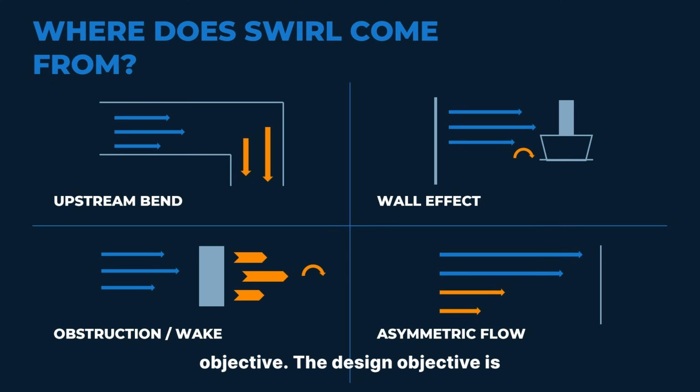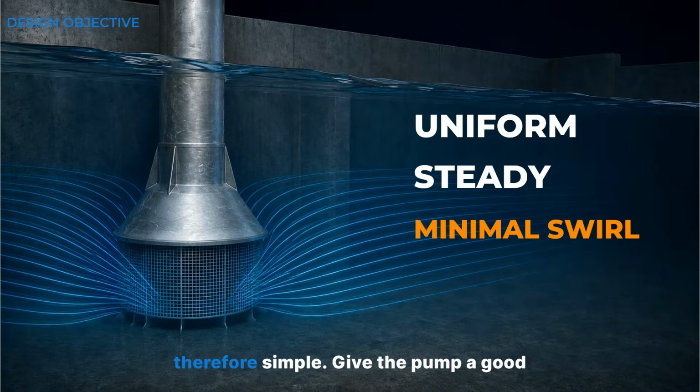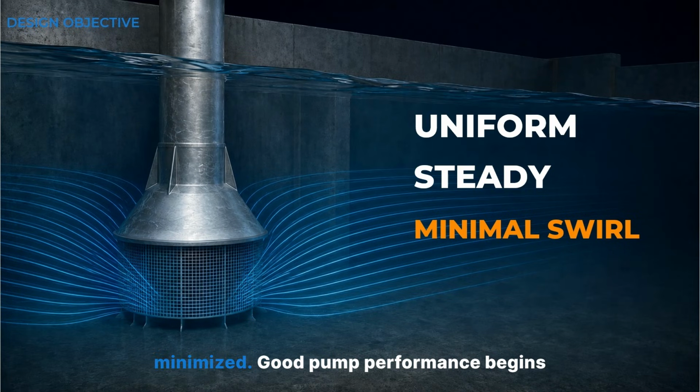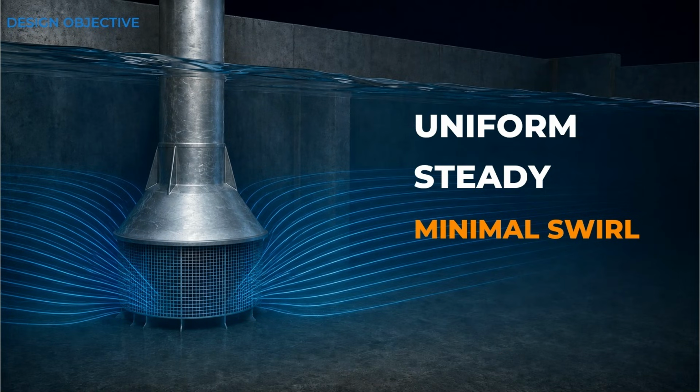Design objective. The design objective is therefore simple. Give the pump a good inlet condition. The flow should be as uniform as practical, as steady as practical, and unwanted swirl should be minimized. Good pump performance begins before the liquid reaches the impeller.